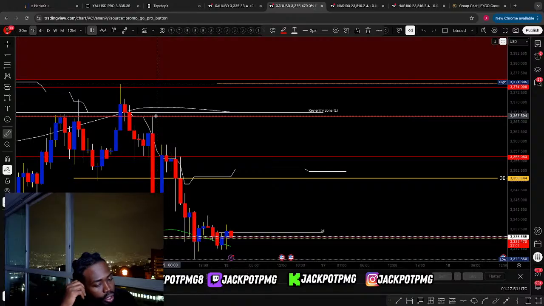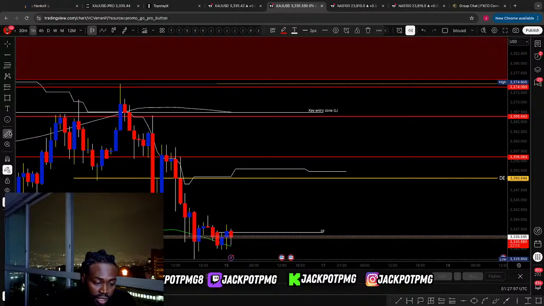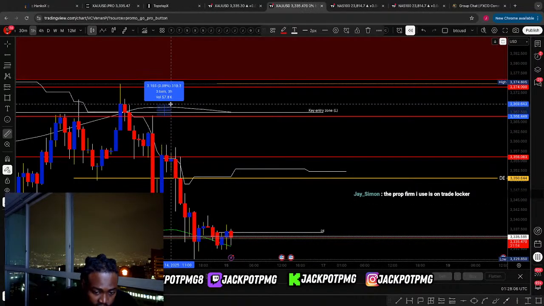I did not even worry about it. I did not even think about putting a pending order or nothing like that. I just went to sleep because it was kind of late. Woke up, I was like, damn, that was clean. From that area, 230 pips, less than 50 pips drawdown, less than 30 pips drawdown.